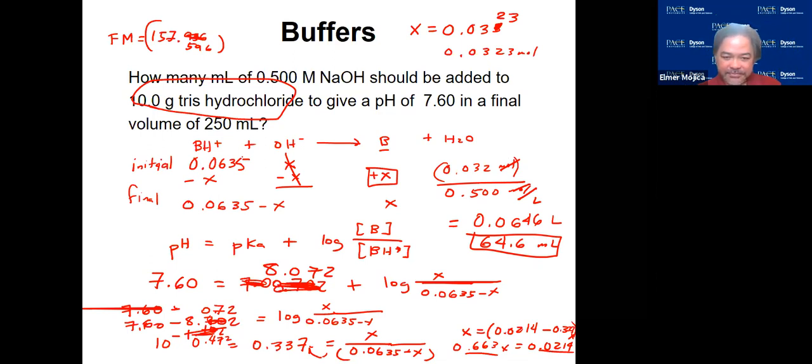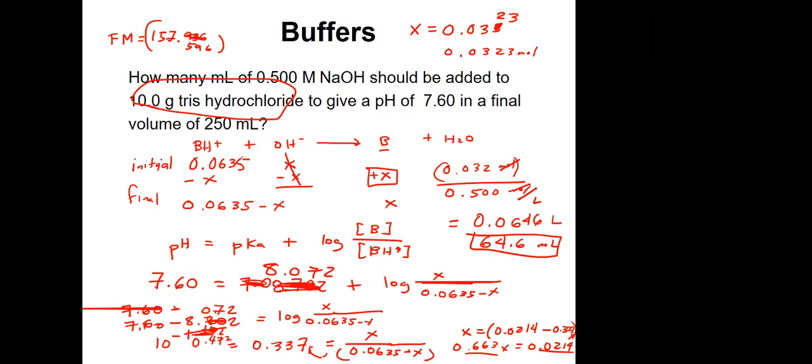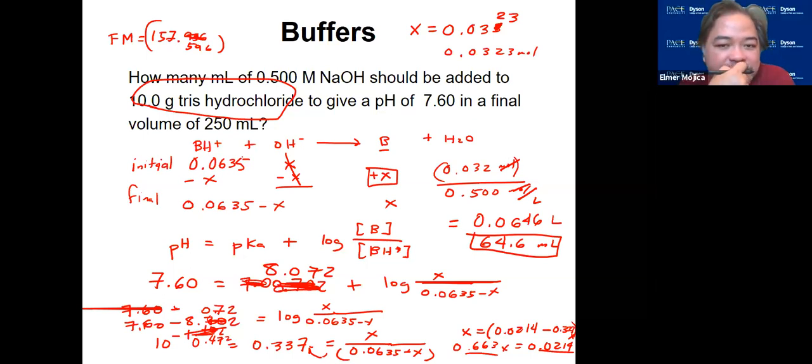Okay? What does the X equal to? Isn't it the concentration of tris hydrochloride? Yeah, but that is also the concentration of your NaOH. Not the concentration, the moles. That's the amount of your hydroxides that react with your BH plus, and that's the amount of B that was produced.